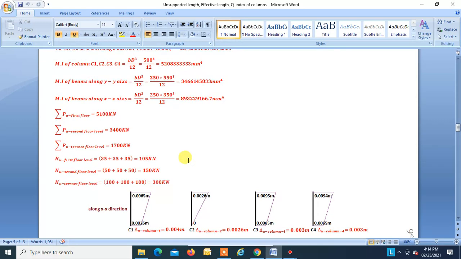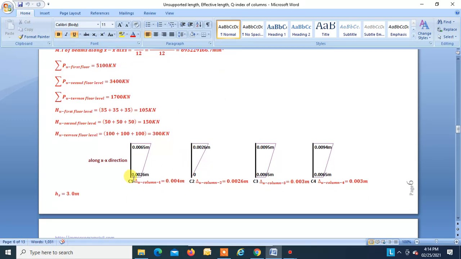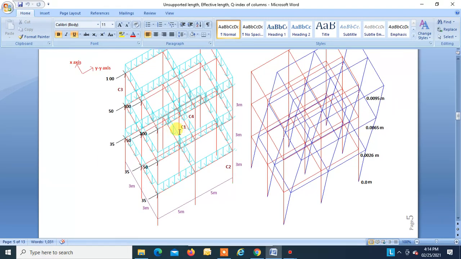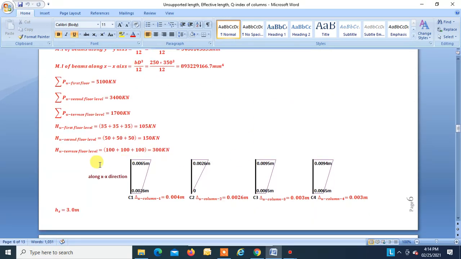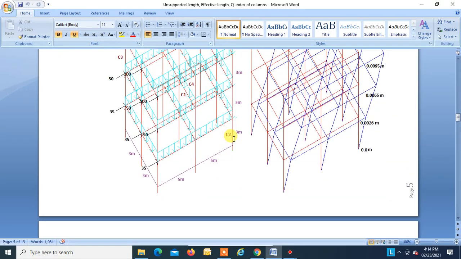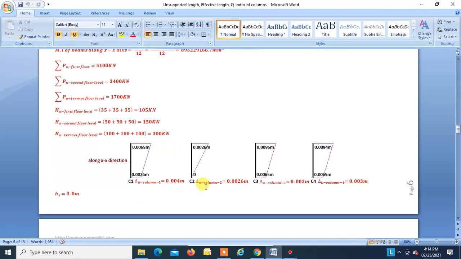Now we have to find the story drift. Simple. Column C1 is on second floor. So the displacement at the top is 0.0065 and at bottom is 0.0026. So this minus this is your story drift, that is equal to 0.004. Now C2. C2 is this column. So this is your first story. The displacement at this point is 0.0026 and displacement over here is 0. So your story drift will be this minus this, equal to 0.0026.